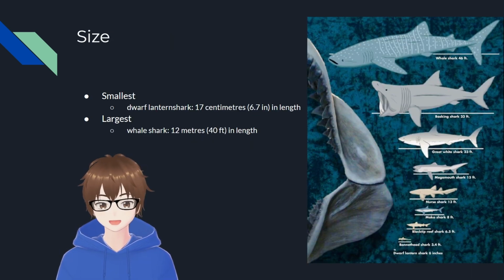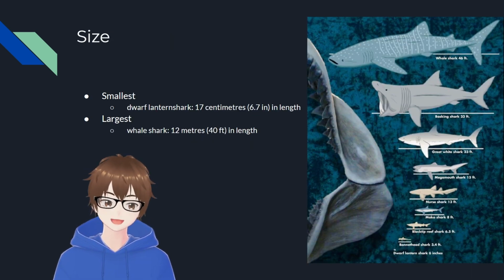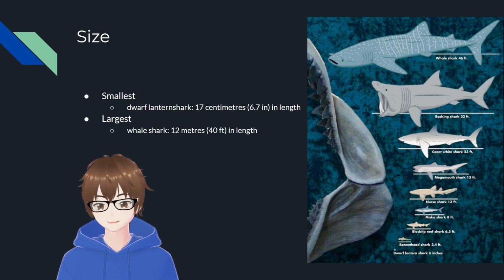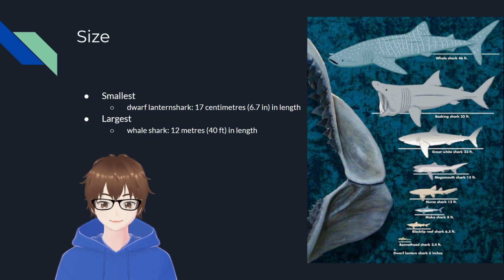And then I have a picture here of what we consider the first shark-like organism. Sharks can come in many, many different sizes, the smallest being the dwarf lantern shark, which is around 17 centimeters or 6.7 inches in length, to the largest fish and largest shark, the whale shark, which is 12 meters or 40 feet in length.